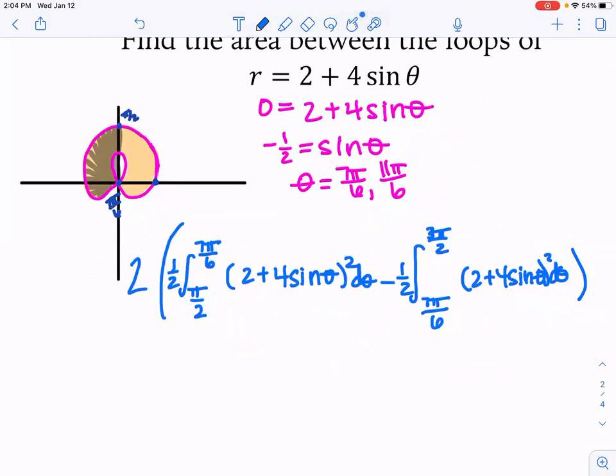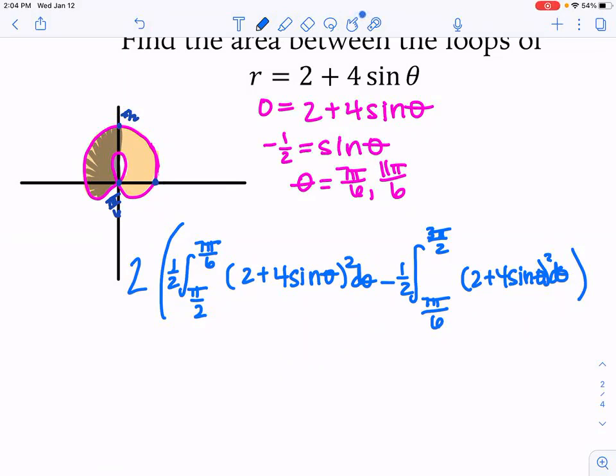Yes, the 2 and the 1/2 will cancel. I'm writing it though because I don't want you to forget that there is that 1/2 out there for when you do just a normal area that you're not doubling. I don't want you to forget that. Can you just do that? Yes, you could.